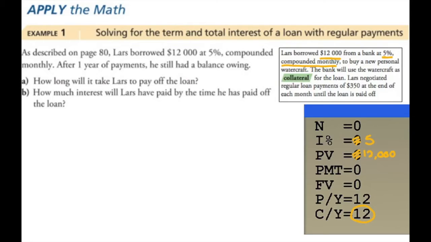What Lars did is he negotiated regular payments of $350. That is his payment amount. Again, since he is paying money out, it's negative. These payments are happening at the end of each month, so payments per year would be 12. That default is fine. How long will it take him to pay off the loan? That is N that we are trying to find. So final value of 0 is absolutely fine here because he will be paying off the loan.